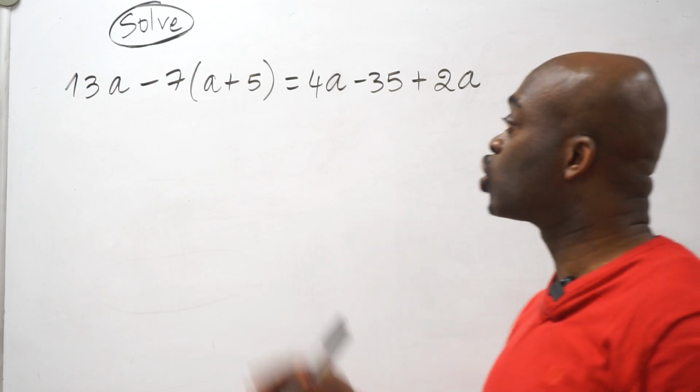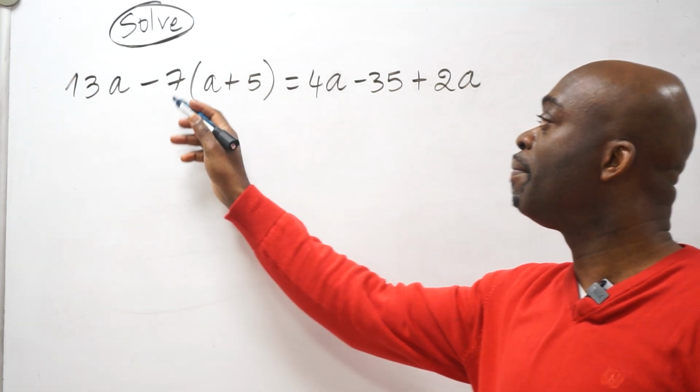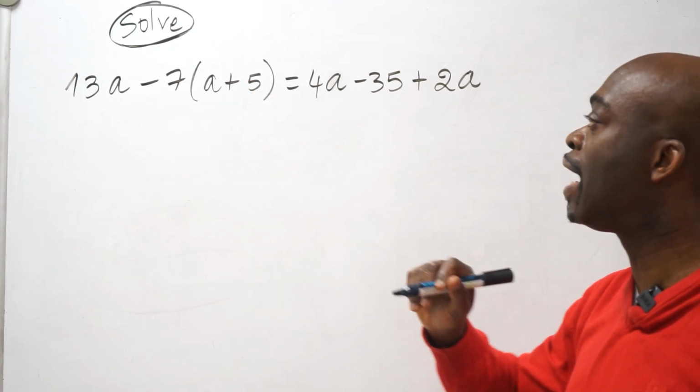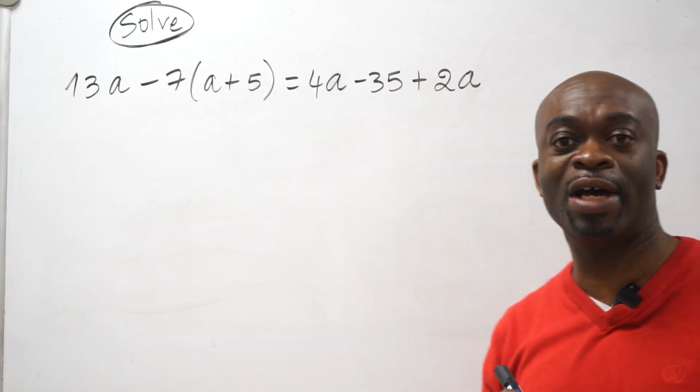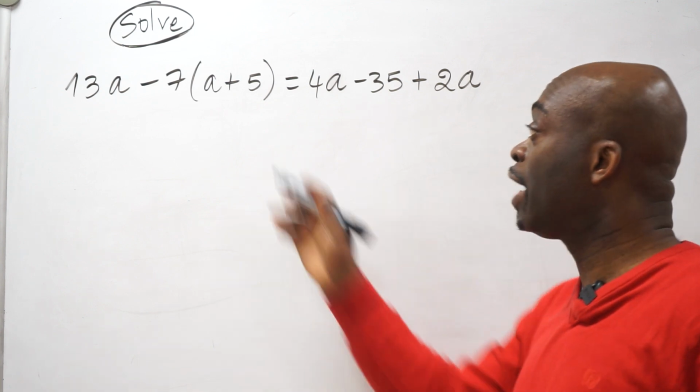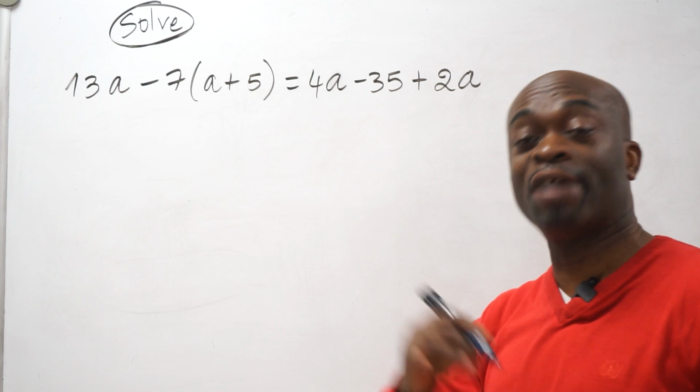Ladies and gentlemen, so we're solving for this equation here, which is 13a minus 7 parentheses a plus 5 equals 4a minus 35 plus 2a, right? So we're solving for a. Now, we have parentheses here, so that means we're going to have to cater to that first. We have to remove it.